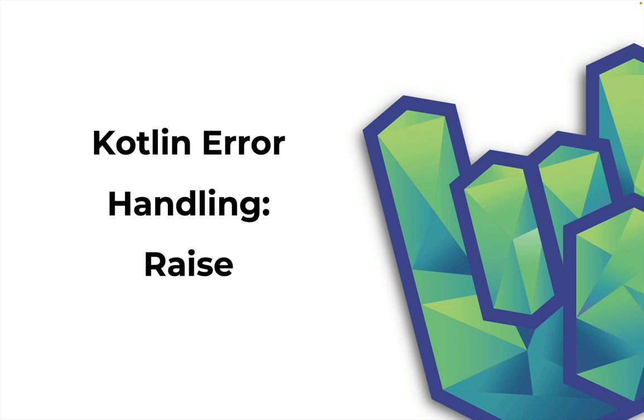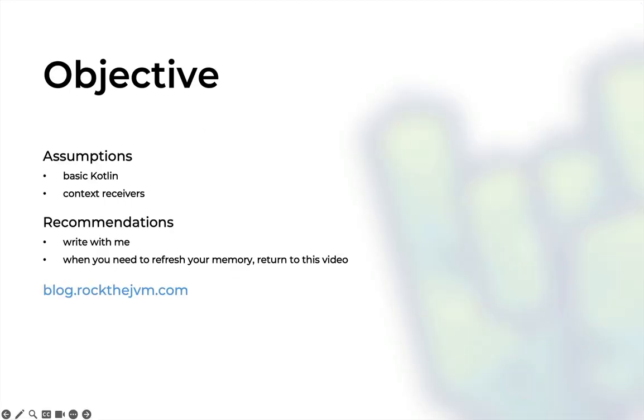In this third long-form tutorial on Kotlin error handling, we're going to use a more advanced type called Raise. For this video, I'm going to assume that you know the basic Kotlin, and because this is a more advanced tutorial, I recommend that you watch the context receiver video that I made earlier on the channel.